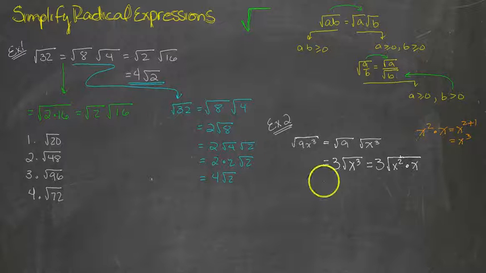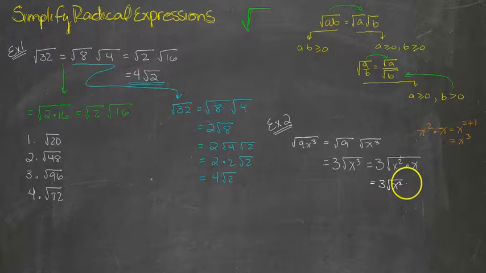Now, if I write them under separate houses, by the way, that's a phrase I'll use sometimes. I got it from my favorite YouTube teacher, Patrick JMT. If you separate them into separate houses, you end up with root x squared times root x. And so that's 3x root x.